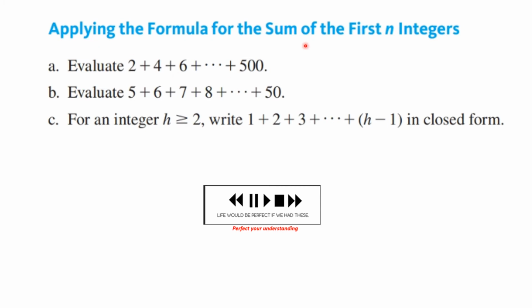So let's apply that formula that we just learned and that should be committed to memory to evaluate A and B and come up with a closed form for this sum. You know what to do. Let's see how you did.